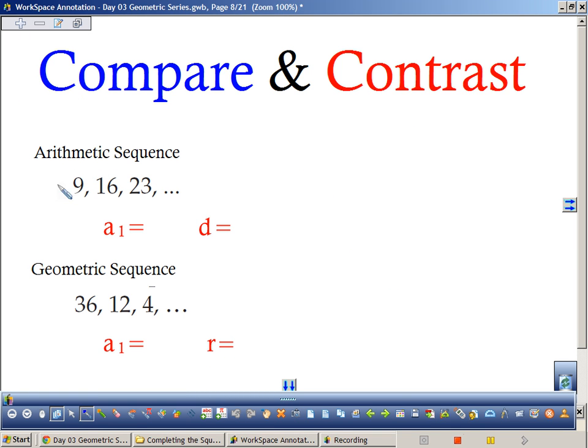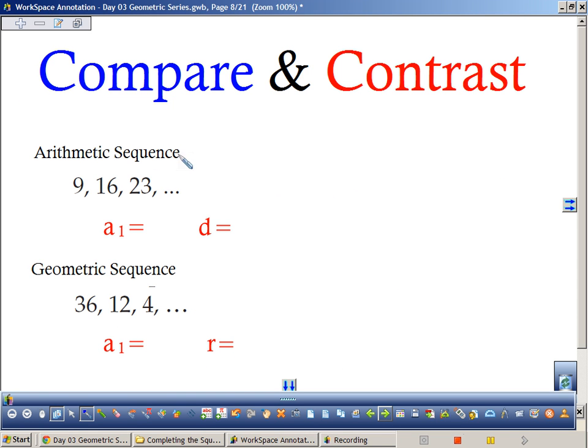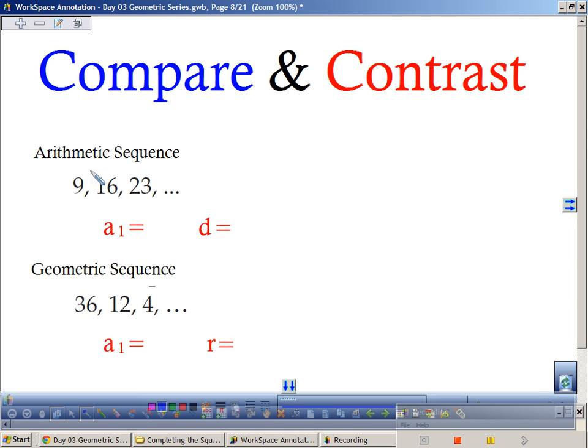Okay. Compare and contrast. So this is a geometric sequence. Now we're going to look at how a geometric sequence compares to an arithmetic sequence. So an arithmetic sequence, tell me, what makes this an arithmetic sequence? What is the constant amount? Plus 7. So what is a sub 1? And what is d? What do we call that? The common difference. That's our constant, right? And what's the common difference of this one? 7.